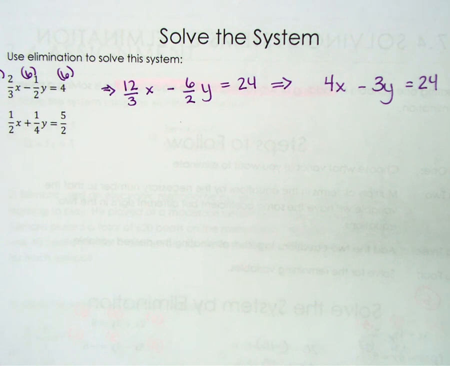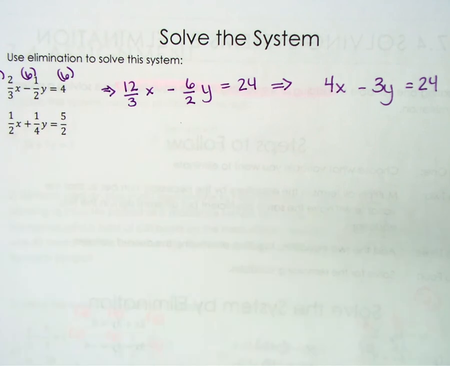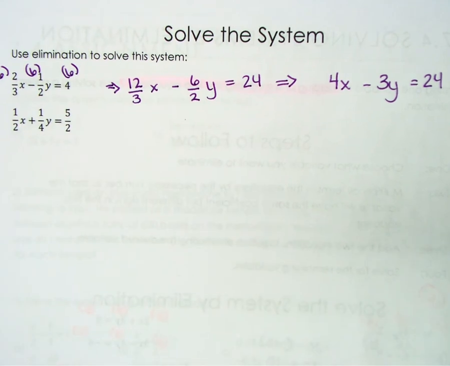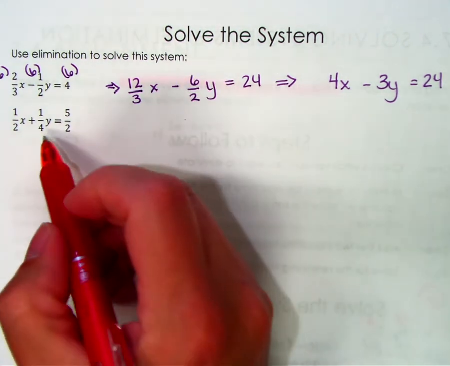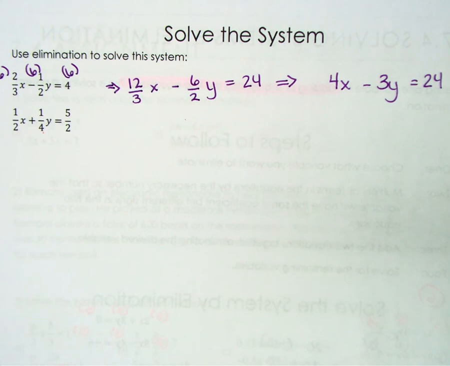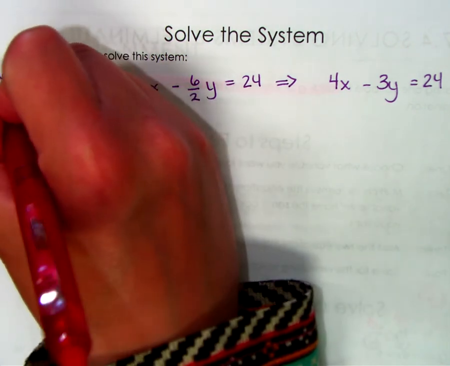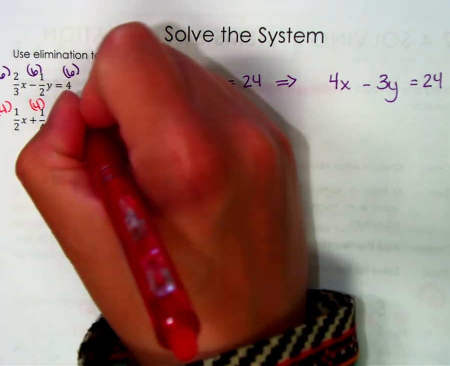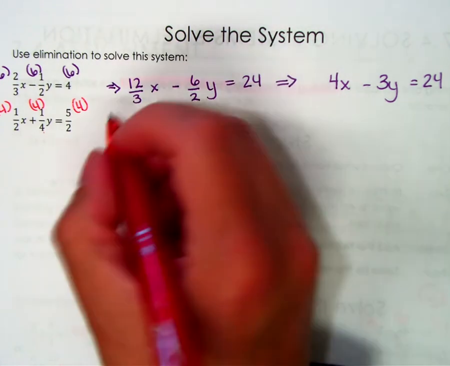I'm not going to make it. Hey, just go with them. What's a common denominator here? 4. Well, 4 doesn't divide evenly into 2. So tops only. We're multiplying tops only.